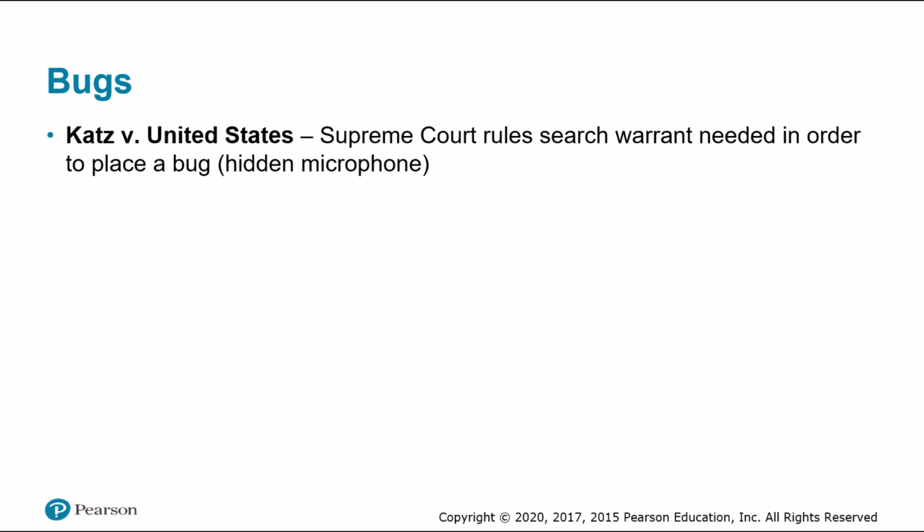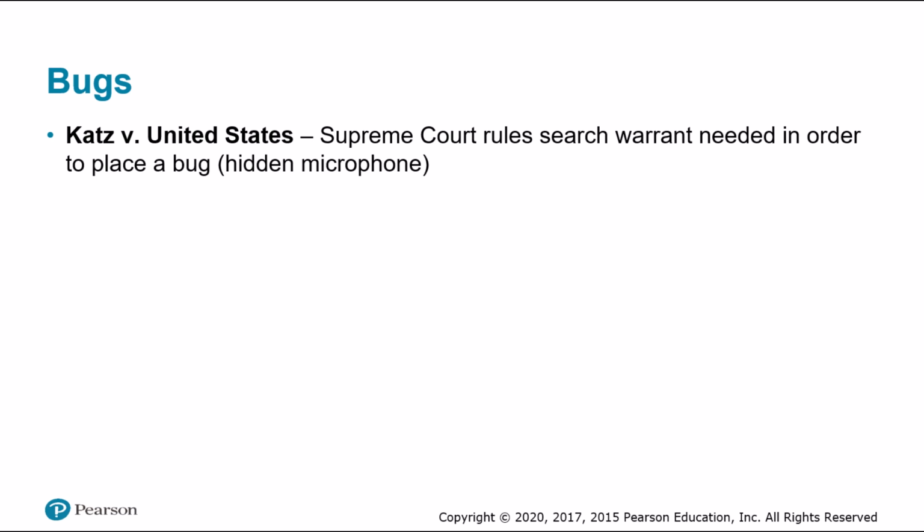A bug is a hidden microphone used for surveillance, and in a series of decisions, the U.S. Supreme Court gradually came to an understanding that citizens should also be protected from all electronic surveillance conducted without warrants, including bugs. And the key decision was rendered in 1967.